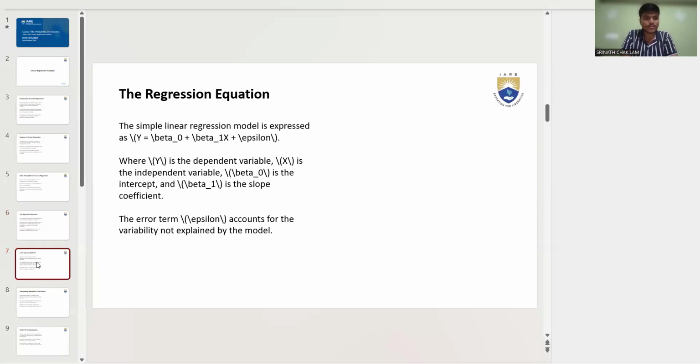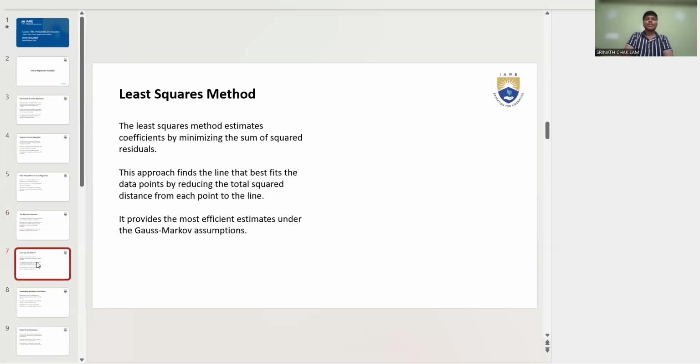And next slide is the least squares method. The least squares method estimates coefficients by minimizing the sum of squared residuals. This approach finds the line that best fits the data points by reducing the total squared distance from each point to the line. It provides the most efficient estimates under the Gauss-Markov assumptions.